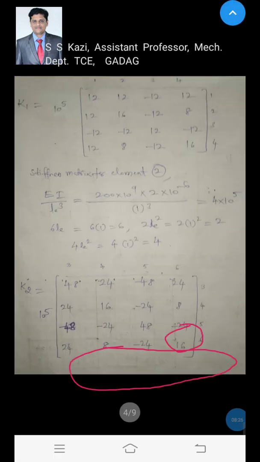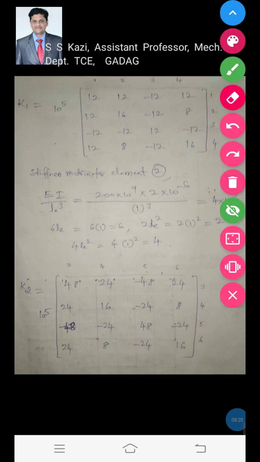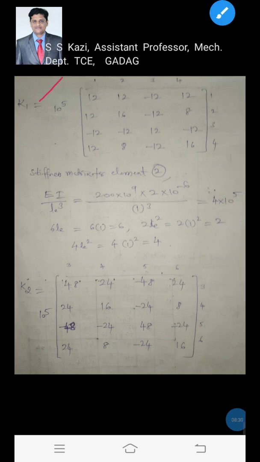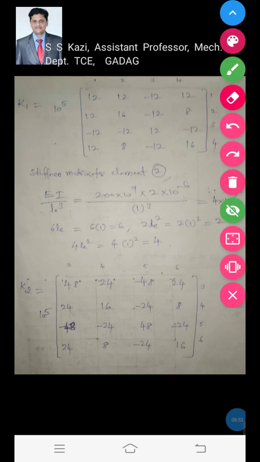Now here you can observe we have generated the stiffness matrix for element 1. I kept 10 raised to 5 outside, and inside I wrote 12. Here 6 LE means 12 you got, and minus 12, and here 6 LE, 12; this one is 4 LE square, that is 16 we got. Like that, all the terms you just write, so the stiffness matrix we got here.